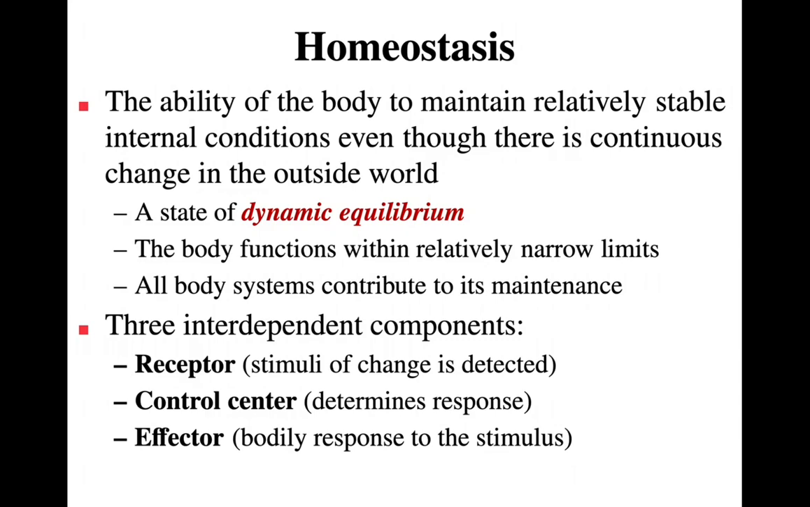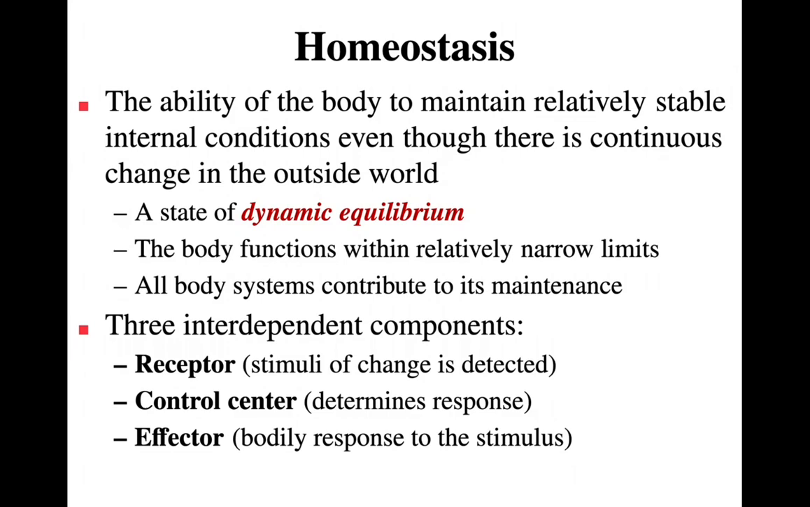Homeostasis is the ability of the body to maintain a relatively stable set of internal conditions even though the outside world is changing. We say it's a state of dynamic equilibrium because it's going to function within relatively narrow limits, but there is some up and down within those limits. All the body systems are going to contribute to this maintenance. So having this be unbalanced is one of the causes of disease.